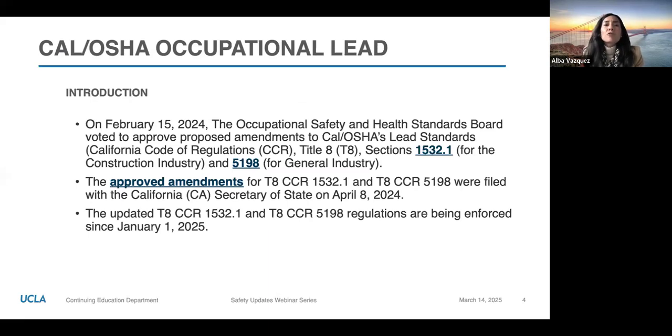So here's some of the intro to this OSHA occupational lead exposure. On February 15, 2024, the Standards Board voted to approve proposed amendments to OSHA's lead standards. Mind you, it's been over a decade that OSHA has been wanting to get these changes. You have the actual regulations for construction, which are always in the thousands, so 1532.1 for the construction industry, and always in the 5,000s you're going to find general industry, so 5198 for general industry. And then there's an actual link to the approved amendments that you can read and find out what this is all about.